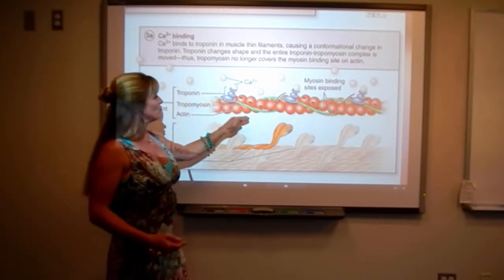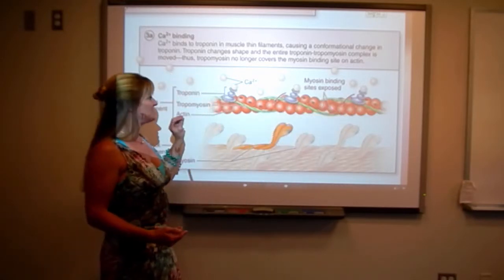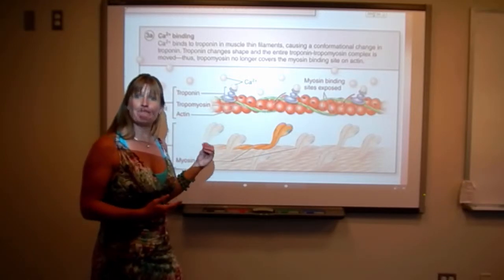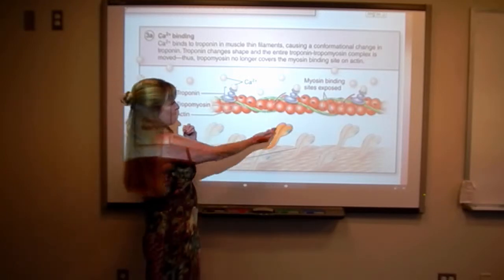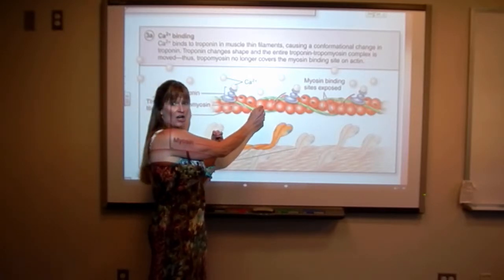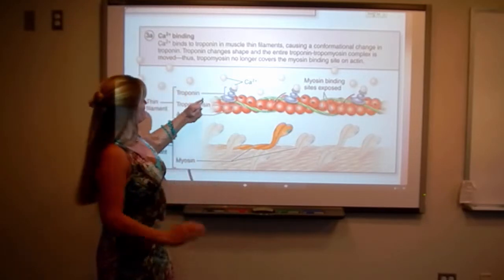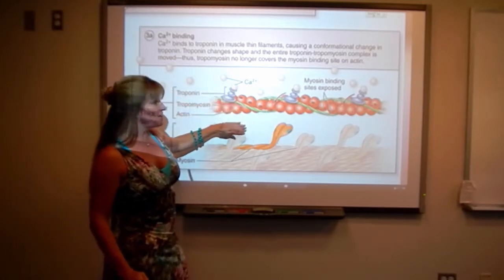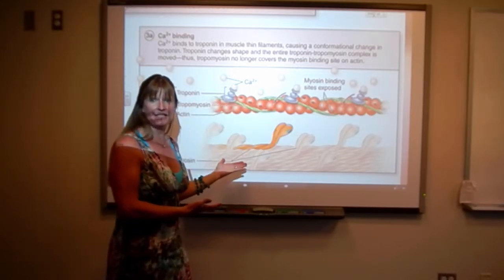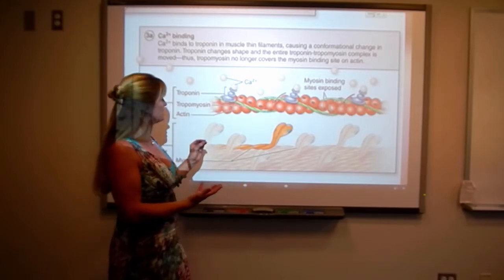Tropomyosin is this long, green, fibrous molecule, and it covers up these little black dots, and those little black dots are myosin binding sites. It's where the myosin heads, the oars in our rowboats, really want to bind onto the actin molecule. However, before calcium is present, the tropomyosin covers up each of these binding sites, so they're not available for the myosin heads. So no contraction can happen if there's no calcium present.